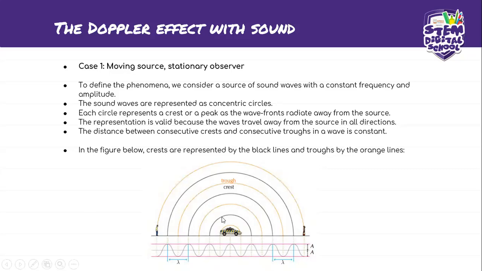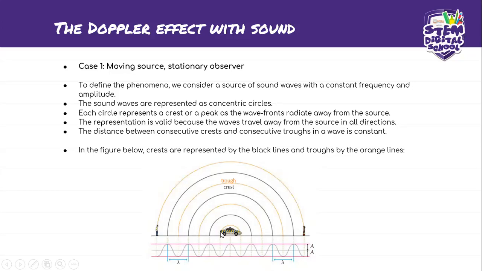As you can see here, we've got two people. This is our source and this is our observer. The source is always the instrument or mechanism that produces the sound. In this case, it will probably be a siren from the car. As you can see, this is a police car, and there's probably a siren that's moving there.